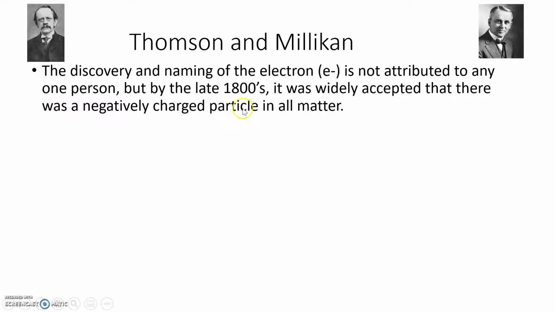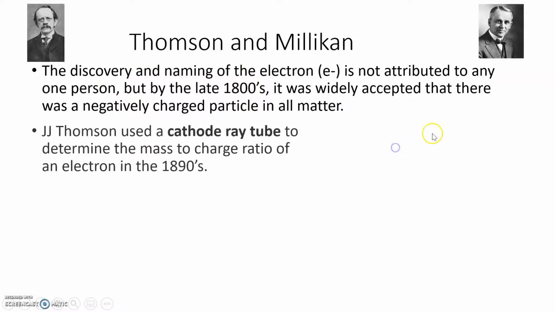So it was in the late 1800s then that these next two gentlemen come into play, Thomson and Millikan. And they worked with the electron. Now, it's important to note that the discovery of the actual electron itself is not attributed to any one person. But by the late 1800s, it was pretty widely accepted that there was some kind of negatively charged particle in all matter.